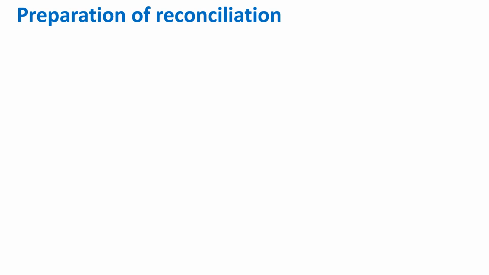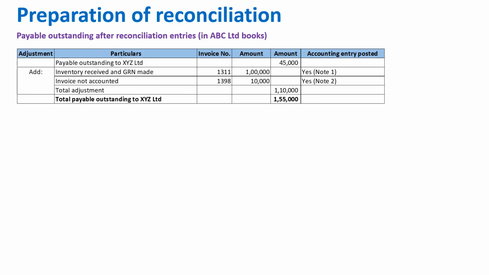Now let's see, after posting the reconciliation entries, what is the final amount ABC Limited is reporting in the books of accounts. So payable outstanding to XYZ Limited was 45,000 rupees. This is before posting the reconciliation entries. Now two entries are posted as part of the reconciliation.